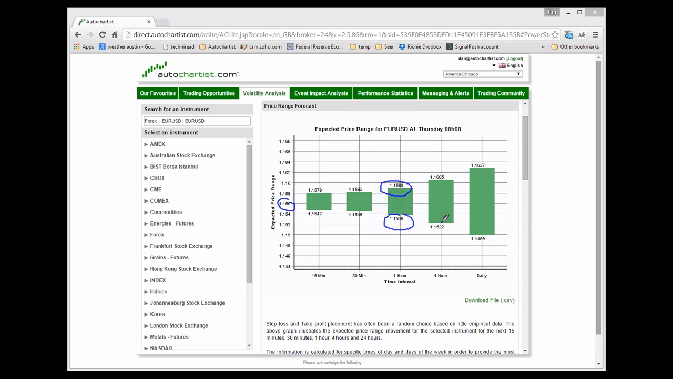If you're planning to trade euro dollar for more than 4 hours, then set your stop loss and take profits even further out, right? And we give you the numbers. If you're planning to trade it for a day, like a longer term type of trade, then you shouldn't be setting your stop loss or take profit within 1.14, or 1.15 and 1.1627, because that's the expected volatility for the next 24 hours, right?